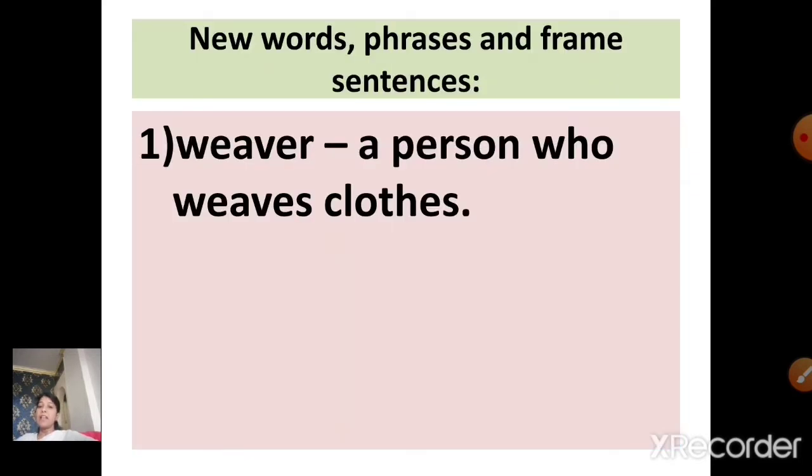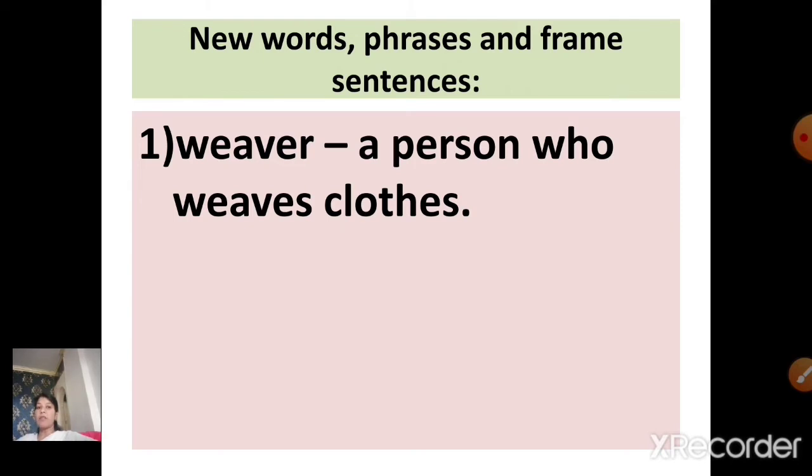Children, this is a lengthy lesson. So we will be understanding this lesson in parts. Before we proceed with a part of this lesson, let us understand the meanings of new words and phrases that we will be coming across. So the first one is weaver.